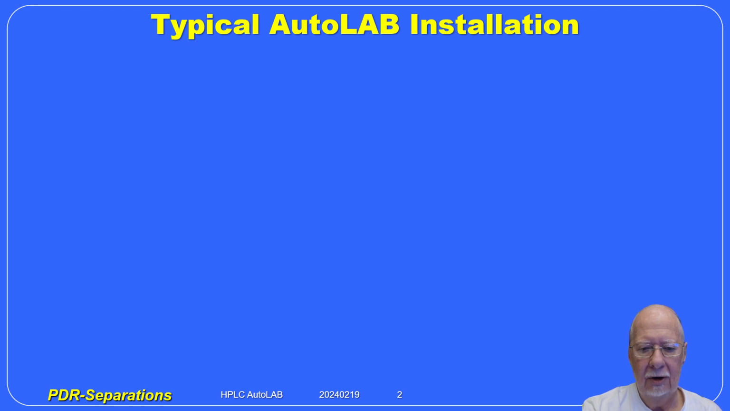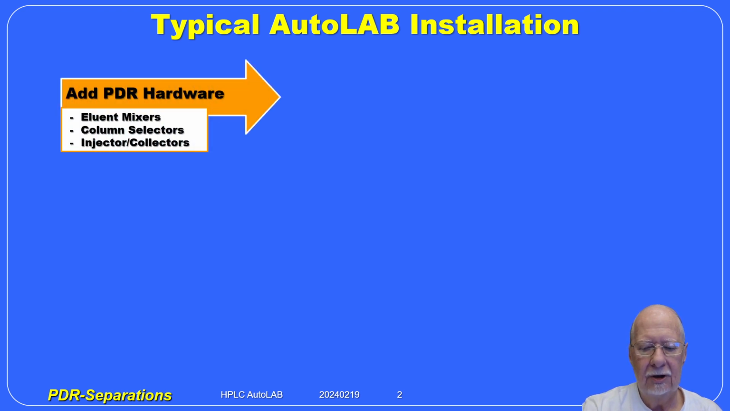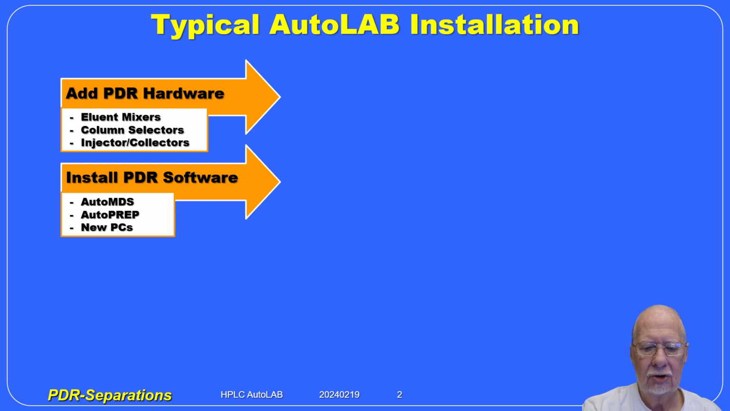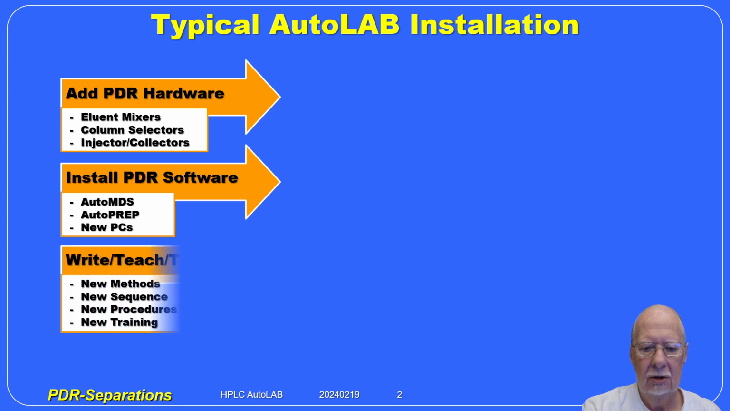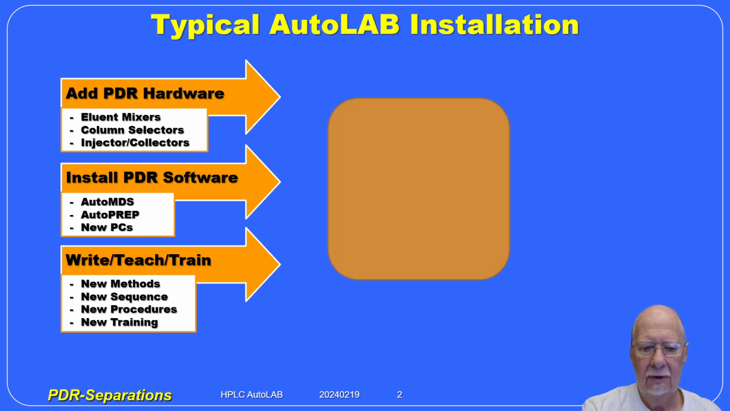Typical AutoLAB installation. Add PDR hardware, eluent mixers and column selectors to method development systems, injector collectors to purification systems. Install AutoMDS and AutoPREP softwares onto new PCs. Write new methods and new sequences, teach new procedures, and train staff.